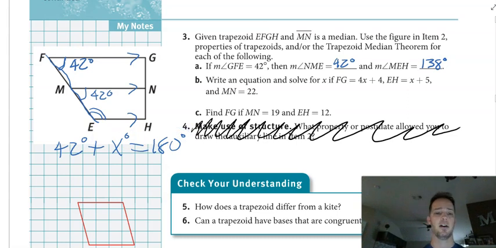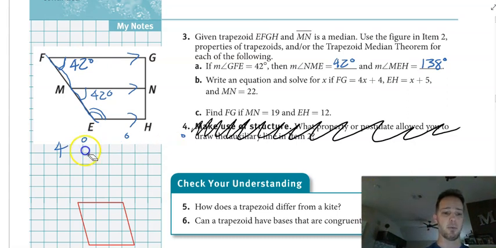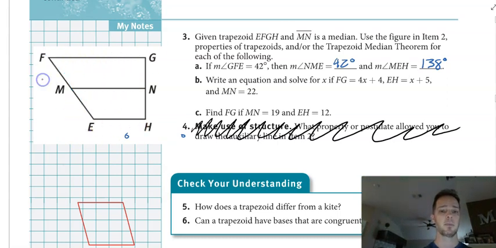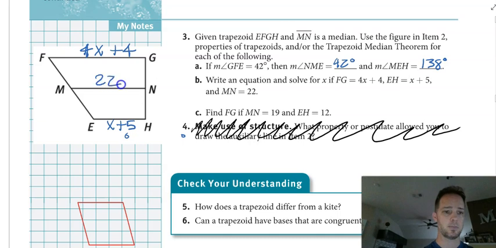All right, for part B, it says write an equation and solve for x if... I'm going to erase what we have over there and relabel some more things. So FG equals 4x plus 4. EH equals x plus 5. And MN equals 22.